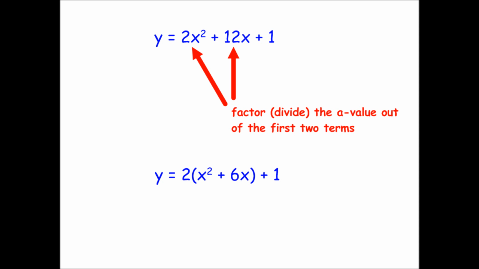We're going to common factor that out of the first two terms only. So we're going to divide 2 out of 2x squared and out of 12x. We write it in front and open a bracket. Our first term turns into an x squared. Our second term turns into a 6x. So we divided them both by 2, leaving the 2 on the outside of the bracket.